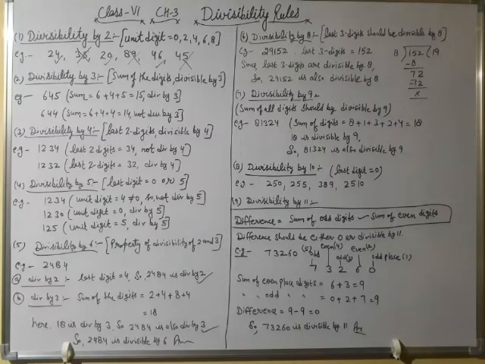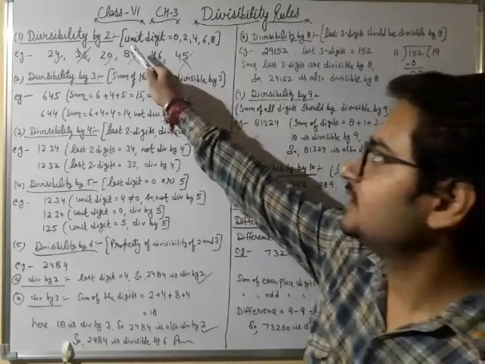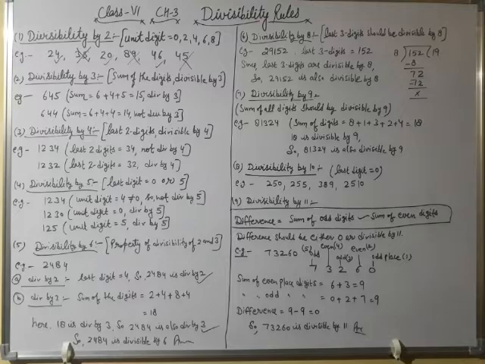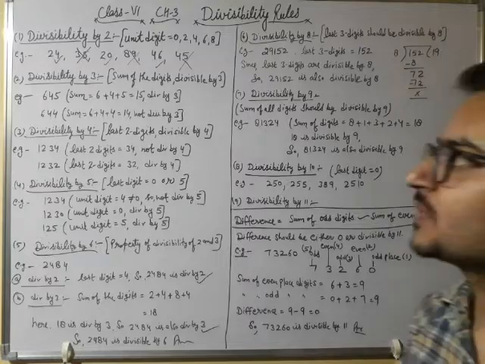We are studying chapter number 3, factors and multiples, and our today's topic is divisibility rules. So the first property is divisibility by 2. If the unit digit of the given number is either 0, 2, 4, 6 or 8, then that number is divisible by 2, otherwise the number is not divisible by 2.